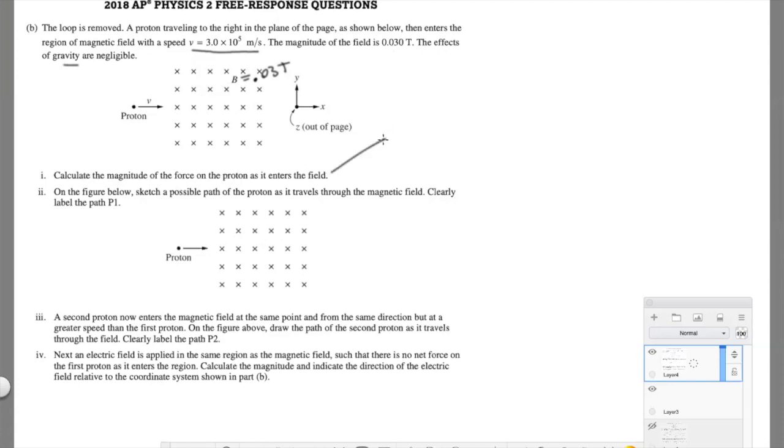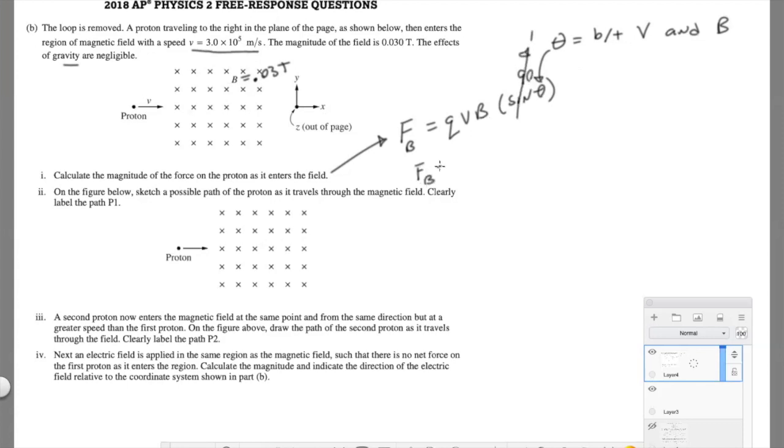This is super easy. The equation for force of a magnetic field is QVB sine theta. Theta here is the angle between the velocity of the charge and the B field, which is going to be 90 here, right? Because velocity is directed in positive X and the magnetic field is in the Z direction. They are perpendicular. So this is going to be sine of 90, and sine of 90 just goes to 1.